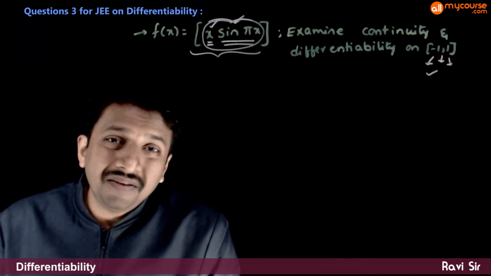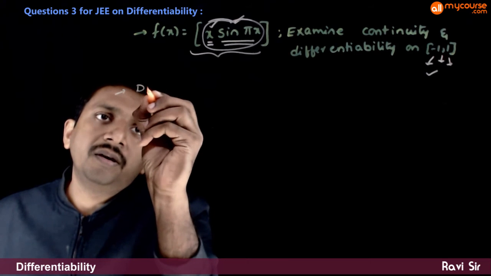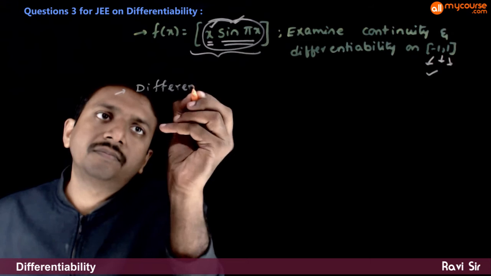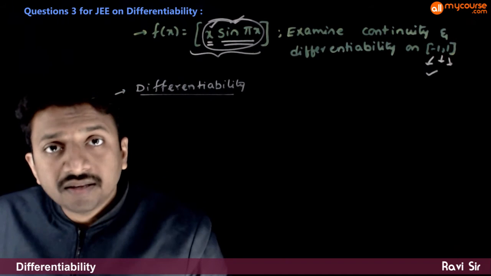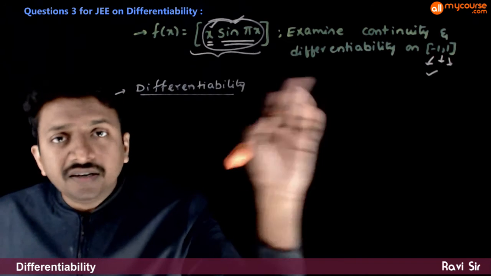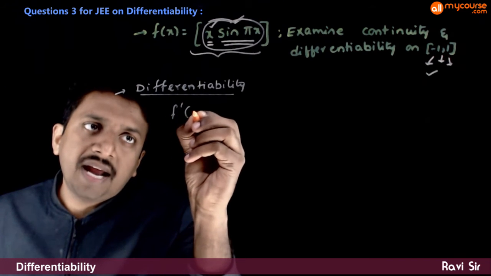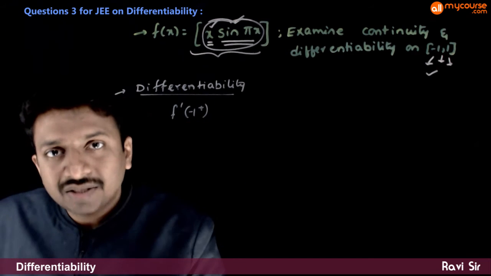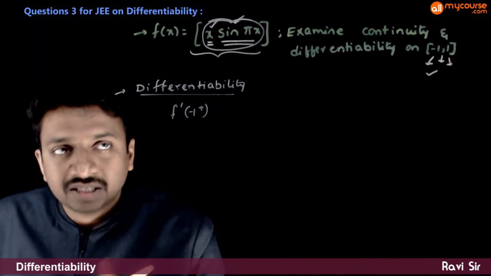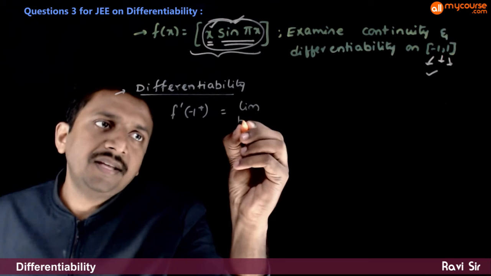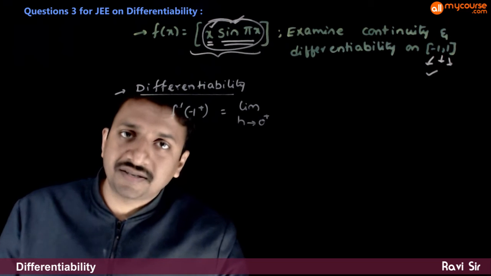Next, let us try to investigate the differentiability of this function. So, let us check the differentiability at x equals minus 1. So, f dash at minus 1 plus. I just need to investigate the right differentiation at x equals minus 1, which is equal to limit h tends to 0 plus.